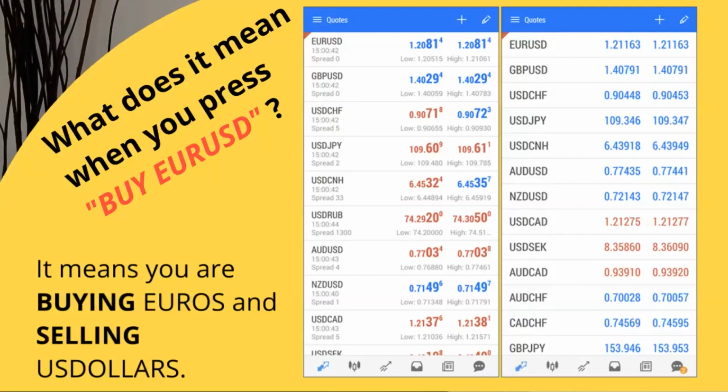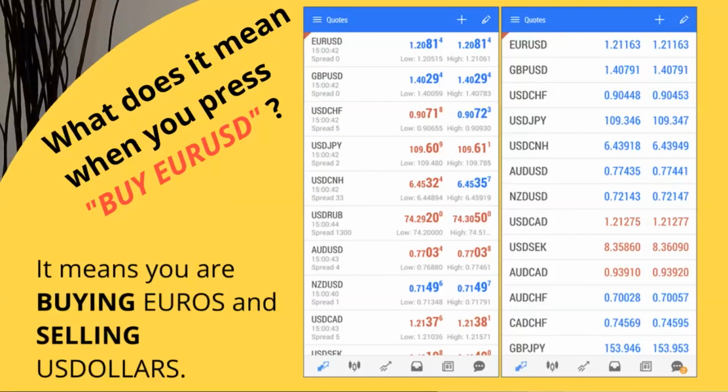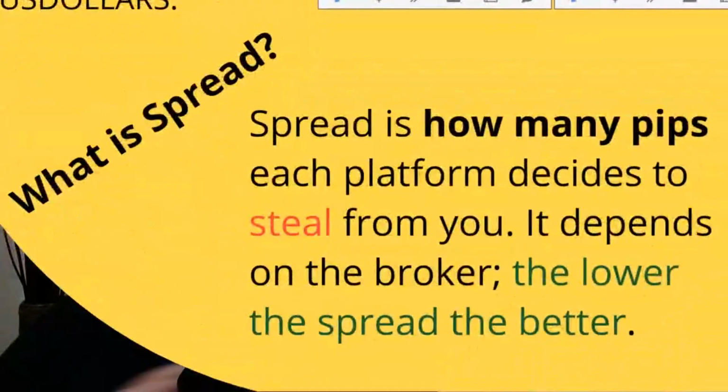For example, here, USD CHF, 0.9071 and 0.9072. As simple as that. The spread here is 5. Basically, you just have to subtract them from each other and you'll know the exact spread. So the lower the spread is, the better, because on each trade you open, they take less money from you on the transaction. It's as simple as that.